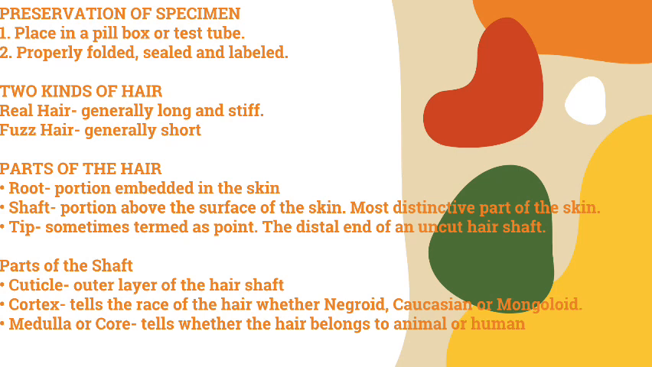Portion embedded in the skin. Portion above the surface of the skin. Most of the destructive part of the skin is here. Tips sometimes turn pointed at the distal end of cut hair shaft. Parts of the shaft: cuticle, cortex, medulla.